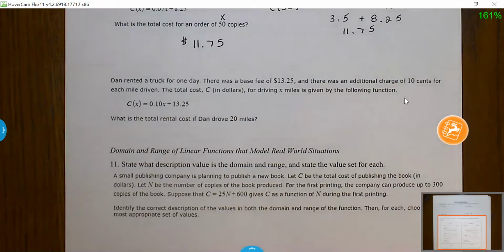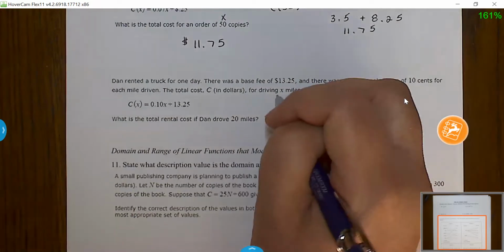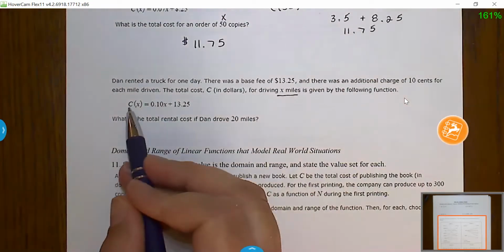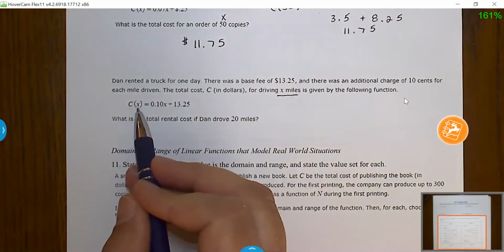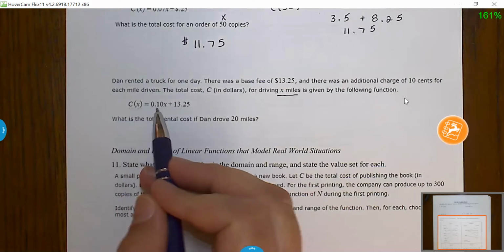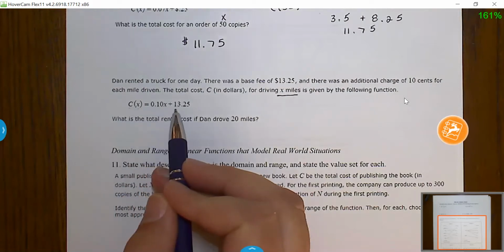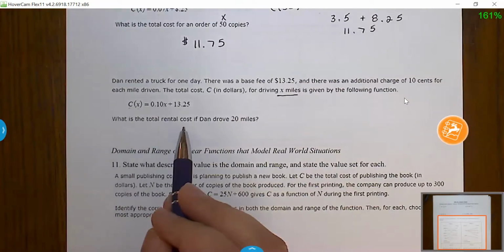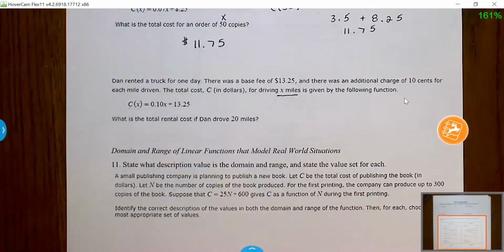The total cost C in dollars for driving X miles, right? So X stands for miles, is given by the following function. So C of X, the cost of driving X miles, is 0.10X plus 13.25. What is the total rental cost if Dan drove 20 miles?